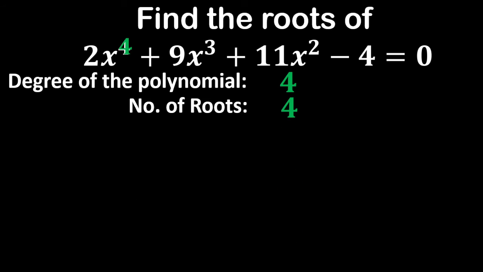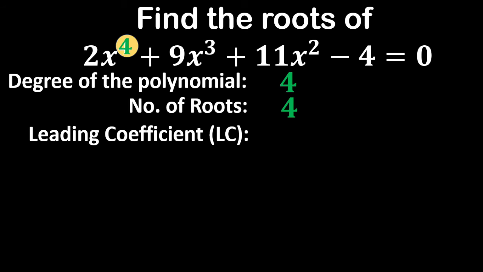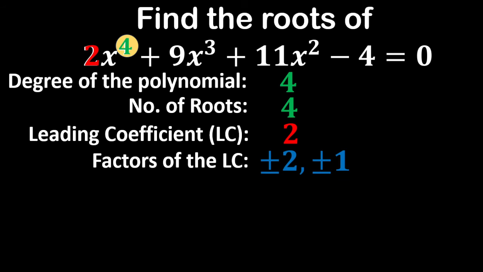And the number of roots is also 4 kasi ang number daw ng roots ay nakabase lang sa degree ng isang polynomial equation. And the leading coefficient is 2. The factors of the leading coefficient are positive and negative 1 and positive and negative 2. Paano naging ganon? Positive 2 times positive 1, 2. Negative 2 times negative 1, 2 pa din.